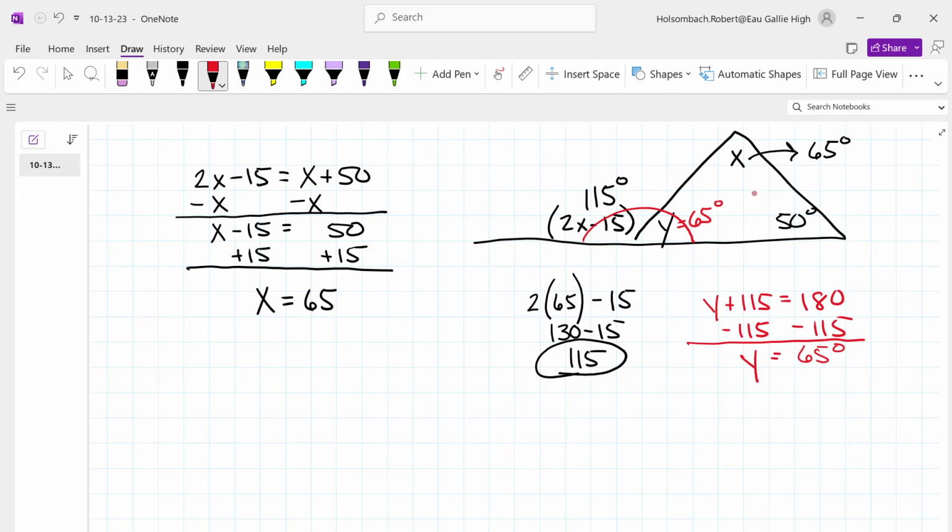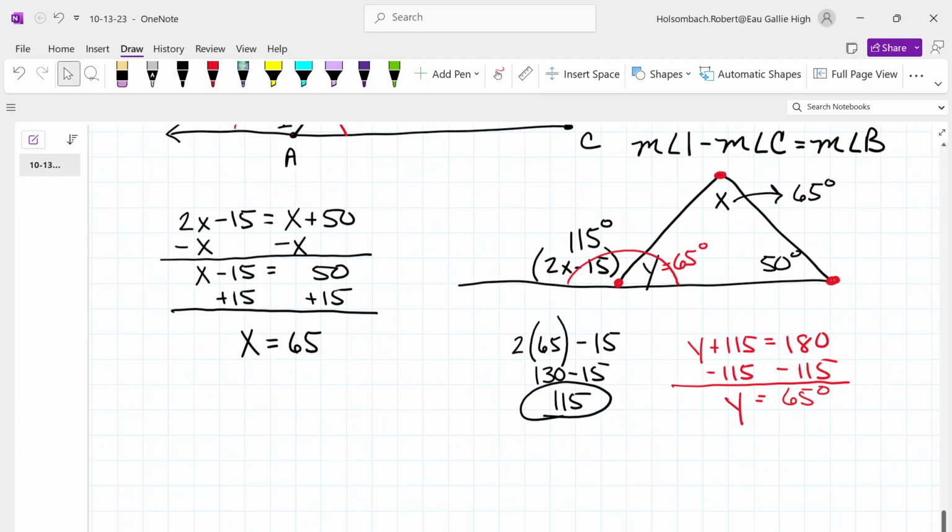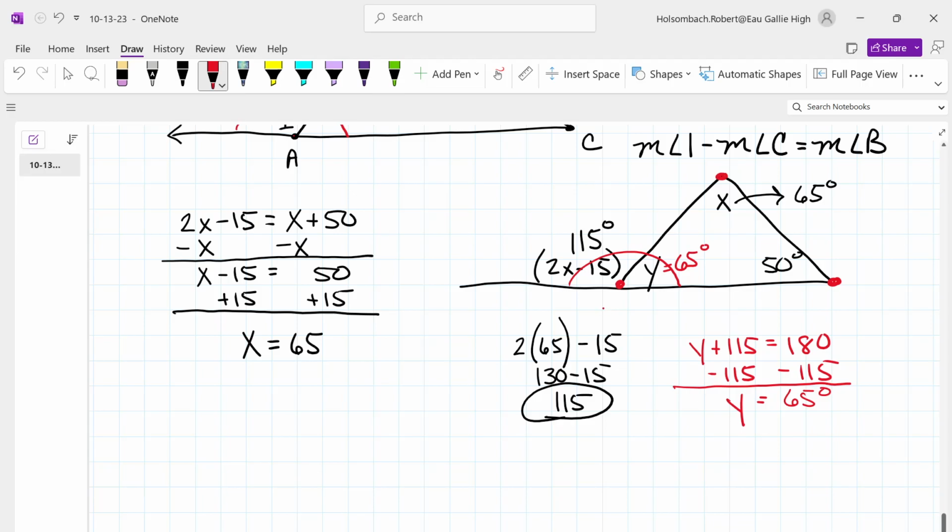Now, looking at this triangle, I'm going to go ahead now and label these vertices. I'm going to label this M, N, and O. Because what we've got now is a triangle with two congruent angles. Angle N is 65 degrees, and this angle Y here is also 65 degrees.